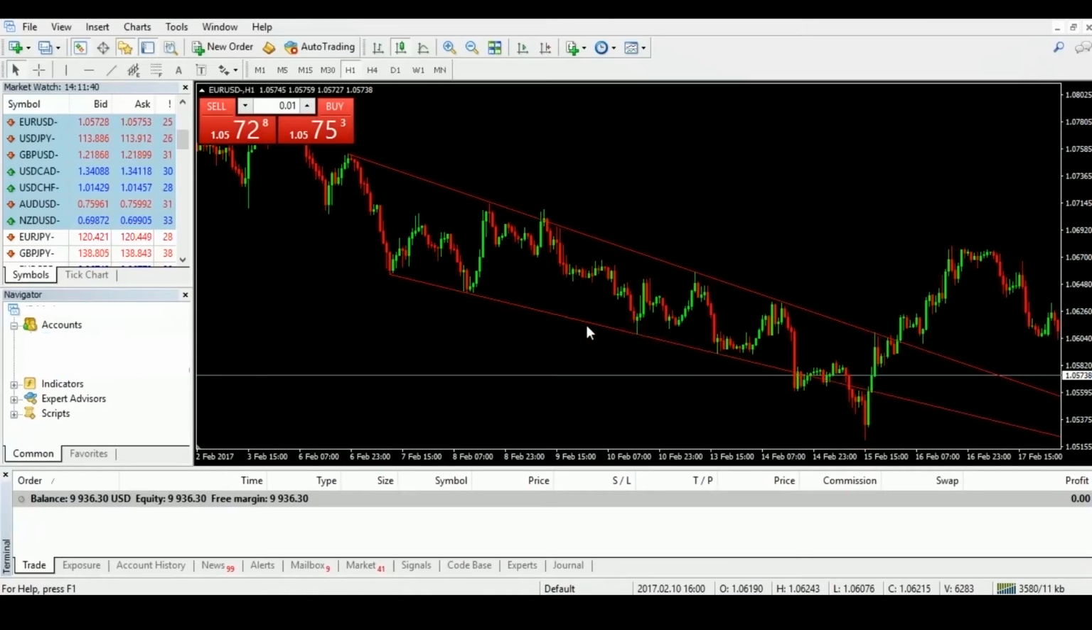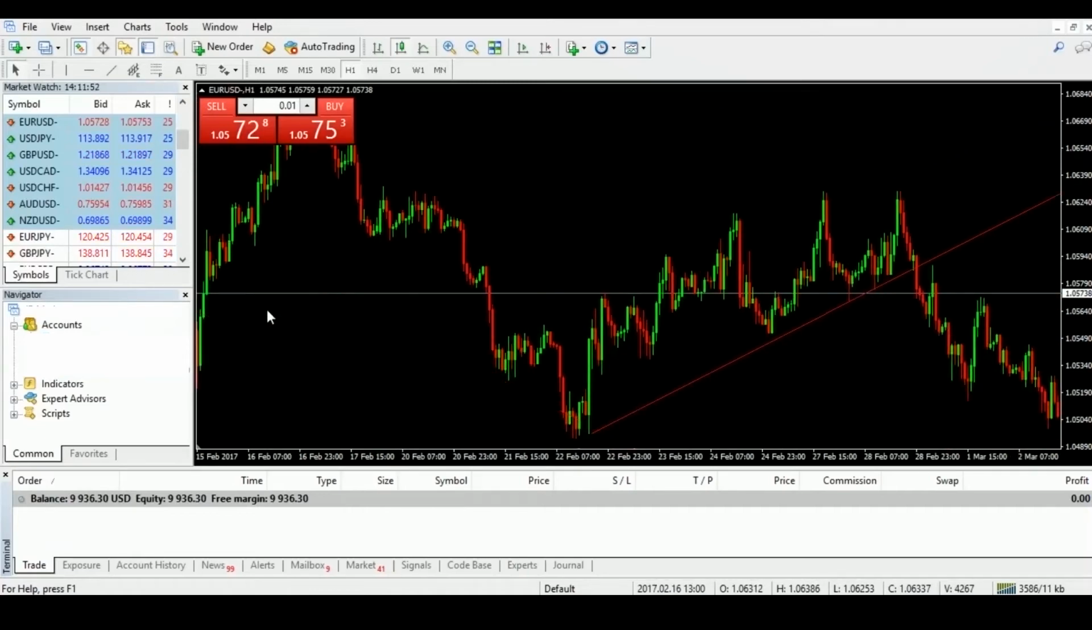So I would say this would be my best support line over here, and this would be my best resistance line over here. And right here, this is my best support line, but this is my best resistance line. Notice how every time price gets to this point, resistance pushes it back down again.